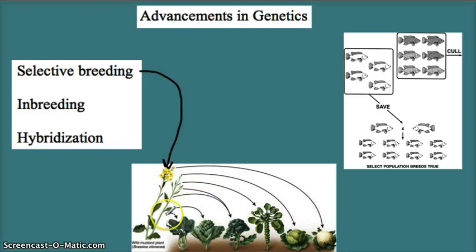Because farmers have been doing this for years, these things have actually come from the selective breeding of this one plant. So a farmer can really get the best of the best if they have a selective breeding plan, you might say.